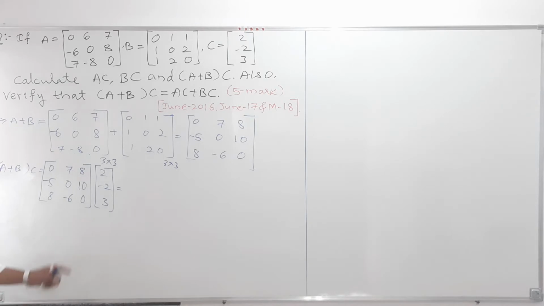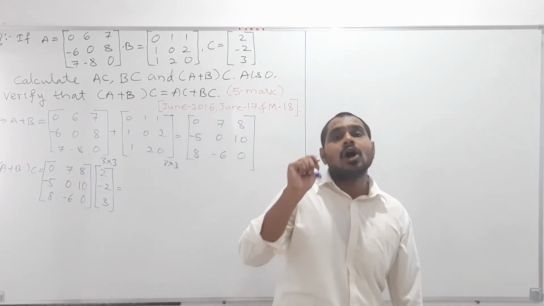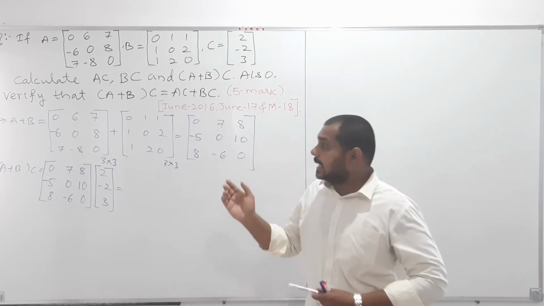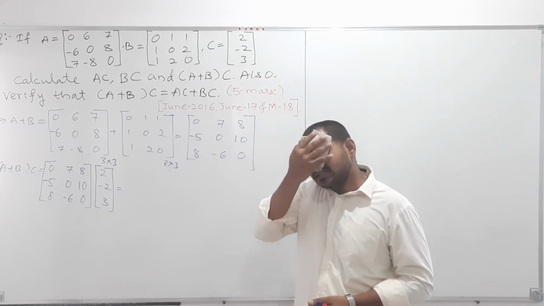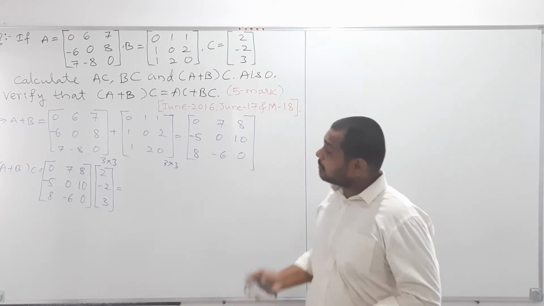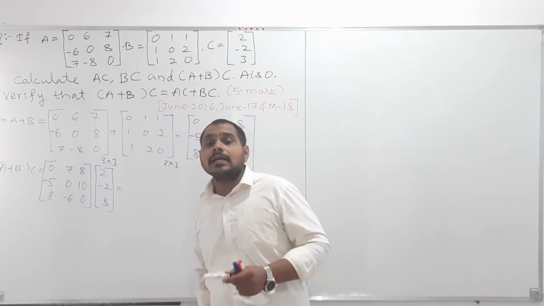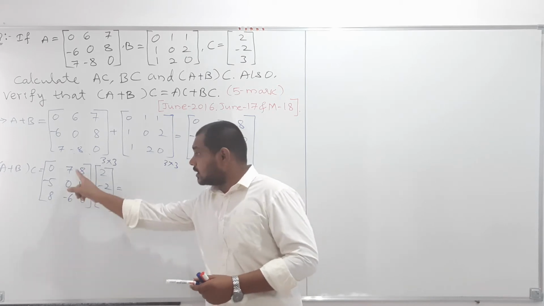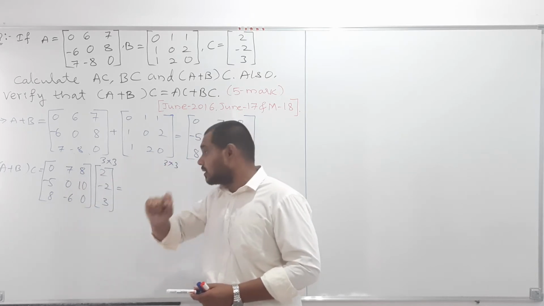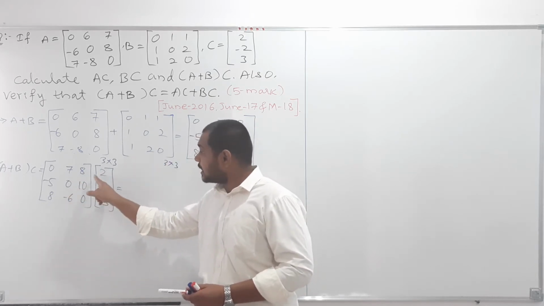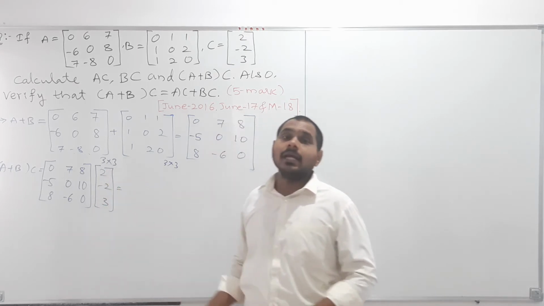Now, is multiplication possible or not? We should check. Whenever you are multiplying any two matrices, you should always check the eligibility condition. So what is the eligibility condition? The number of columns in the pre-multiplying matrix must equal the number of rows contained in the post-multiplying matrix.